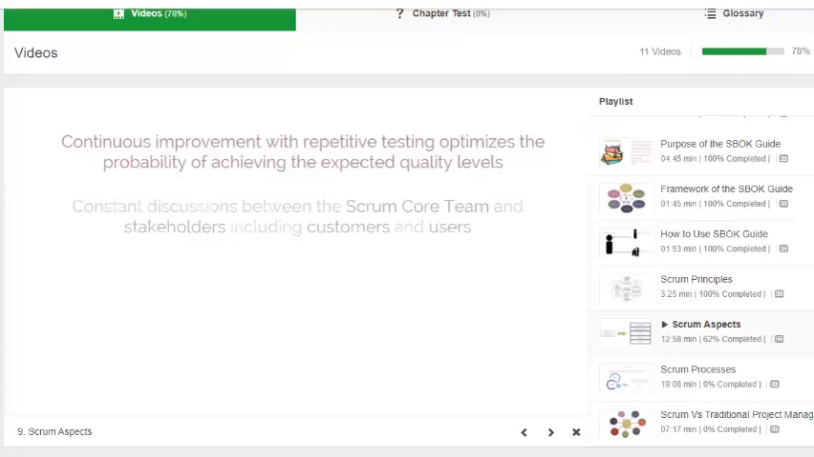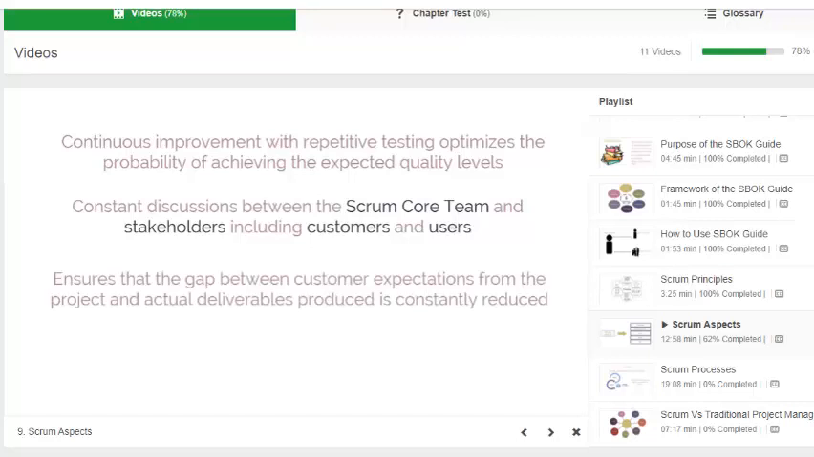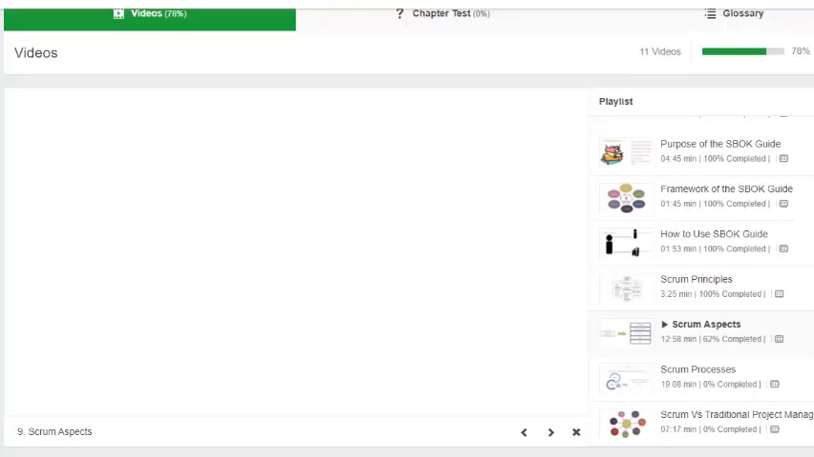a Scrum project. Constant discussions between the Scrum core team and stakeholders, including customers and users, with actual increments of the product being delivered at the end of every sprint, ensures that the gap between customer expectations from the project and actual deliverables produced is constantly reduced. The Scrum guidance body may also provide guidelines about quality, which may be relevant to all Scrum projects in the organization. The next aspect that we're going to discuss here is change, another very important aspect of Scrum.